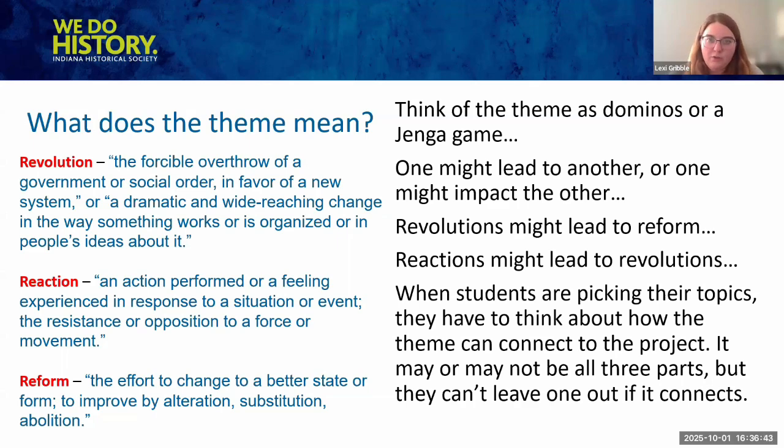And they can't leave something out if the connection is there, right? So unlike last year, if you did NHD last year, it was rights and responsibilities. You had to talk about both. This is not the same, but they can't leave something out. So if there's a clear connection to reform and they're talking about revolution, they need to talk about both. It's important that they understand the connection.